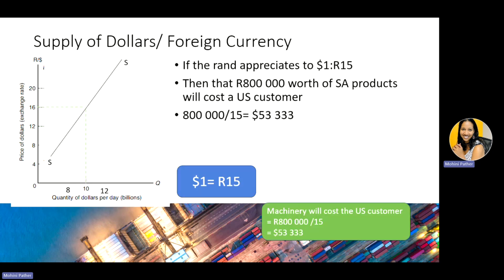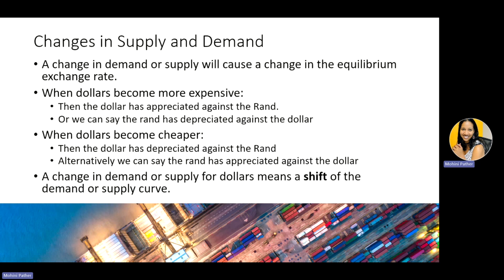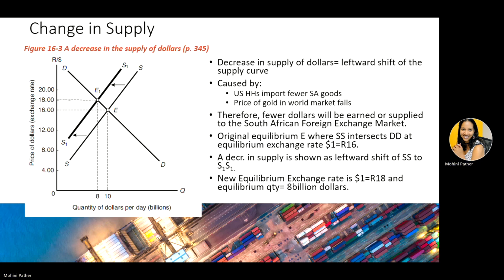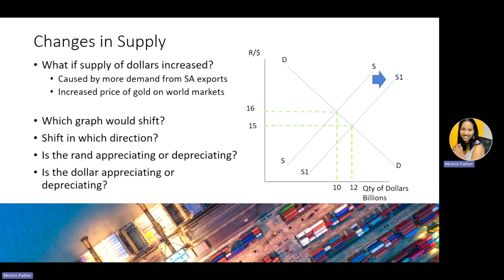So in this specific example, we do want to look at what happens if there is an increase in exports, so we receive a lot of dollars into our country, because they need the rands in order to purchase products from us. So that means that they supply us dollars in exchange. That means that we have a supply shift to the right in our dollar rand exchange rate.